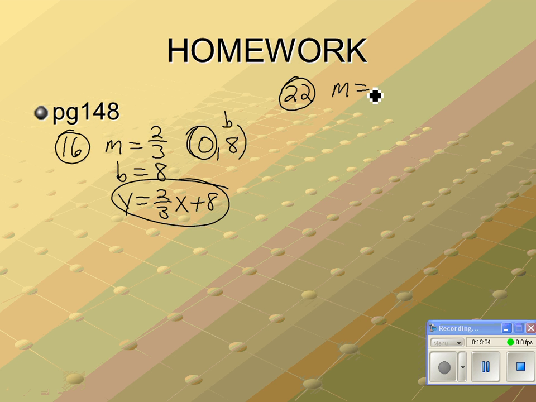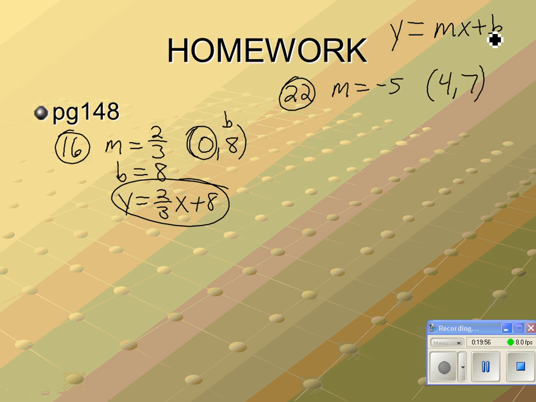M equals -5, and then they give us the point (4, 7). So we got this line. It goes through the point (4, 7) and has a slope of -5. There are a couple different ways you could do this if you wanted to write it in slope-intercept form. Now they said write it in point-slope.